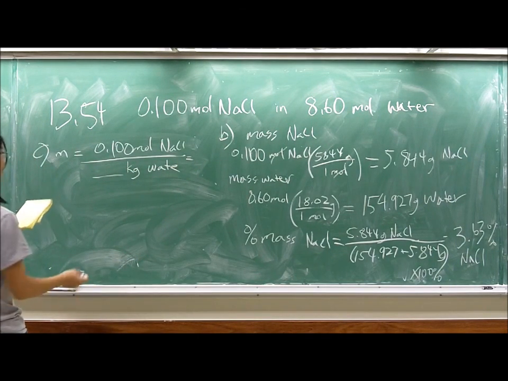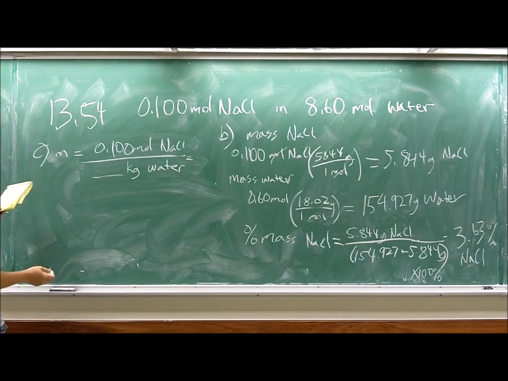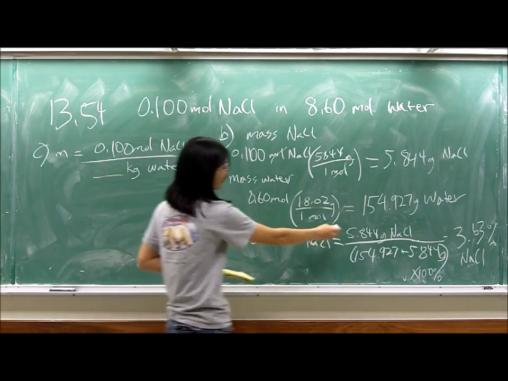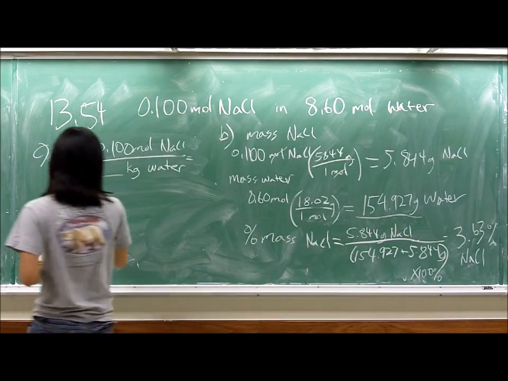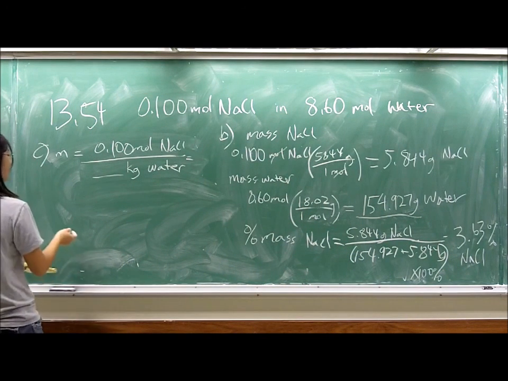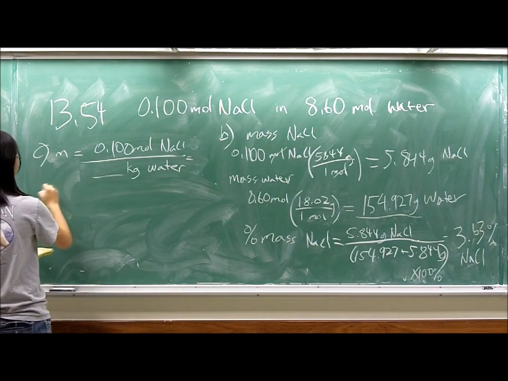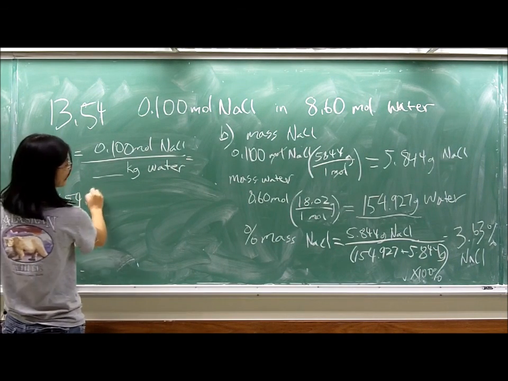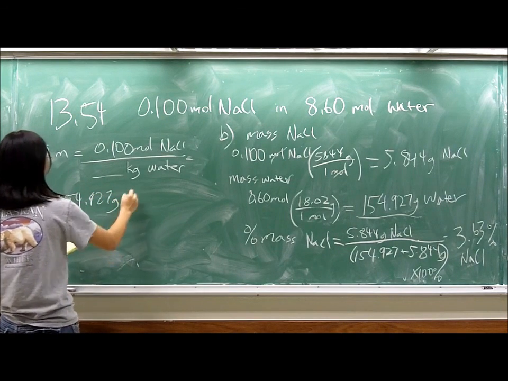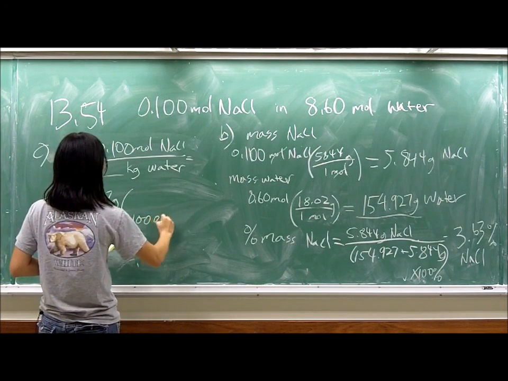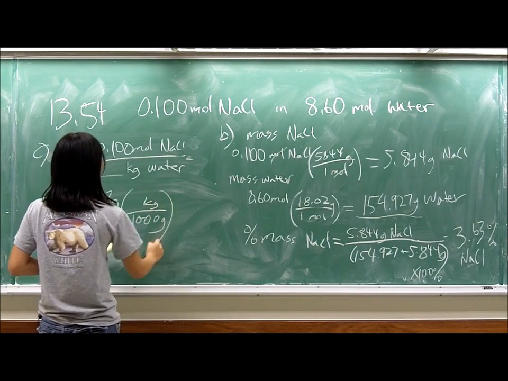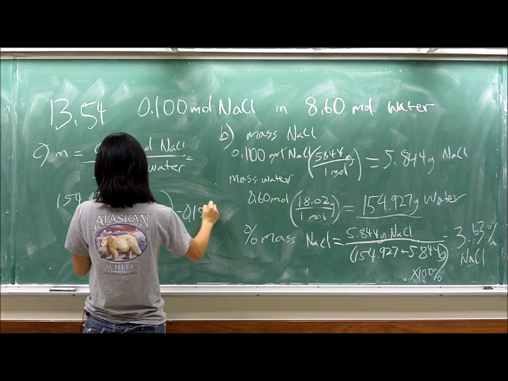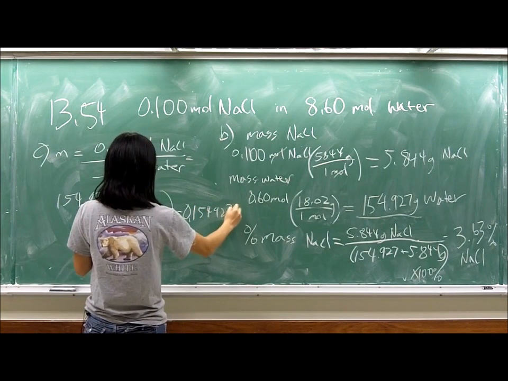You need to find what that is so that you can divide and find your molality. To find the kilograms of water, you take the grams of water, which you found in part B over here, and you divide it by 1,000. So that's 154.927 grams at 1,000 grams per kilogram, and you get 0.154927 kilograms.